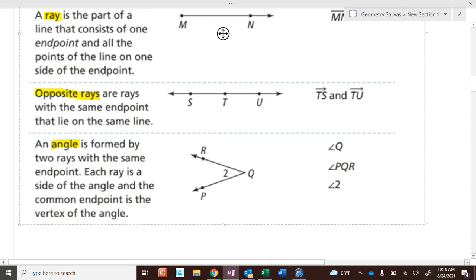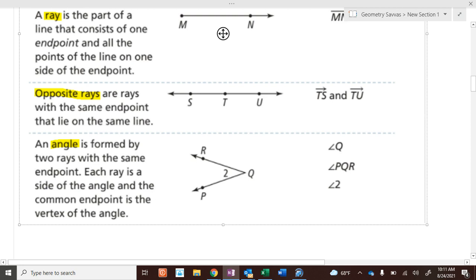Well, looking at the definition, they have to share what? Share an endpoint. Okay. SU has the endpoint of S, and it keeps going through U forever. So it only has one endpoint, S. The ray US has the endpoint U, keeps going through S and goes on forever. It has the endpoint U. They don't share the same endpoint. They may be going in the opposite direction, but they're not opposite rays because they have to have the same endpoint.